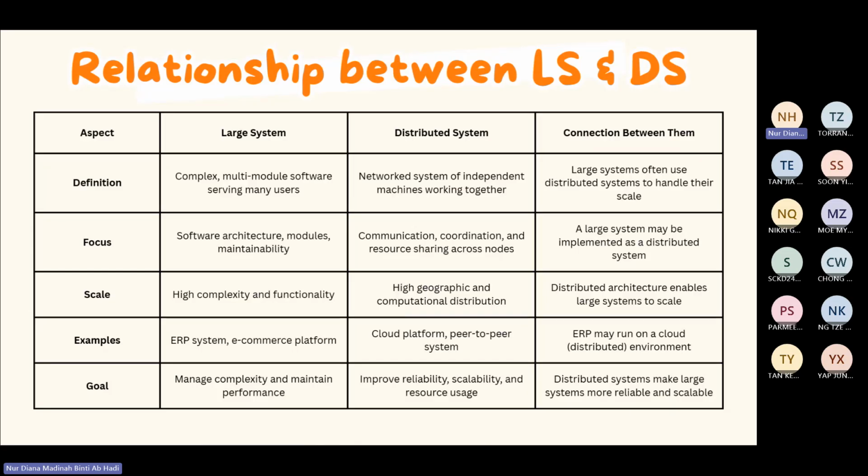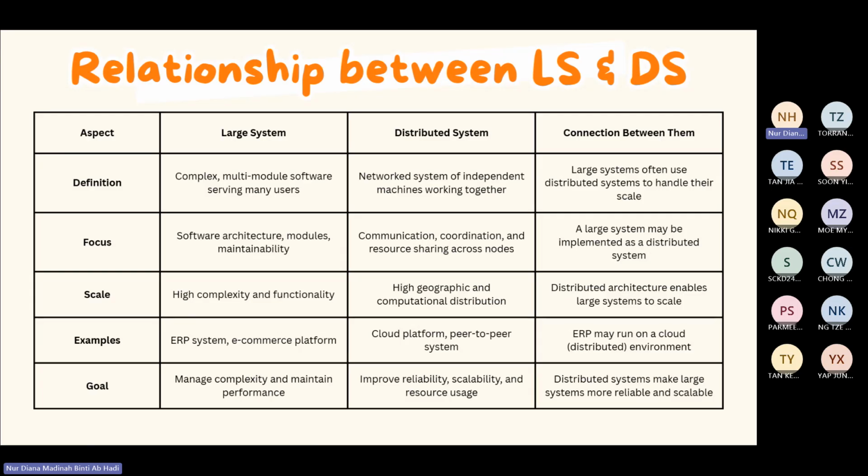Okay, so they cover two different focuses. When we talk about large systems, it covers more on the software architecture, the modules, and maintainability. While for distributed systems, we cover communication, coordination, and resource sharing across your nodes. The nodes here means your hardware. Okay. And then about the scaling part, when we talk about large scale, it talks about the complexity and functionality that is very high.